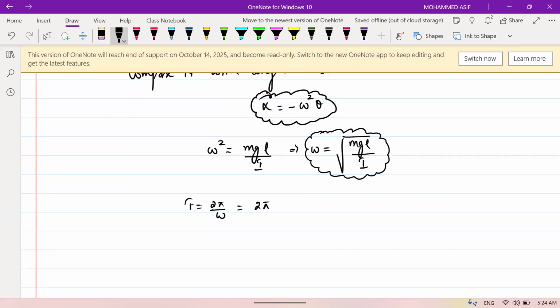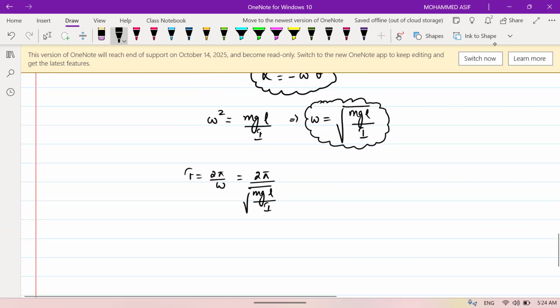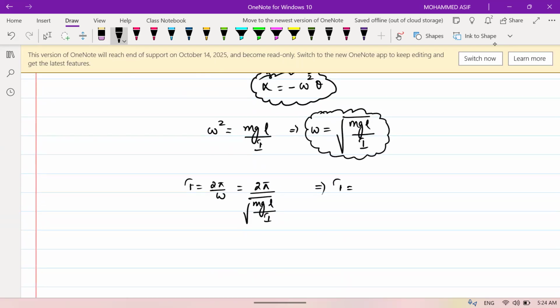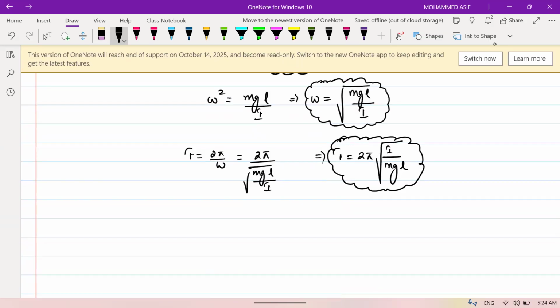That is equal to 2 pi divided by omega, which is under root of mg into L divided by I. So if I simplify this relation, the time period I'm getting is T is equal to 2 pi under root of I divided by mg into L, in terms of moment of inertia, where L is the distance between the point of suspension and center of gravity.